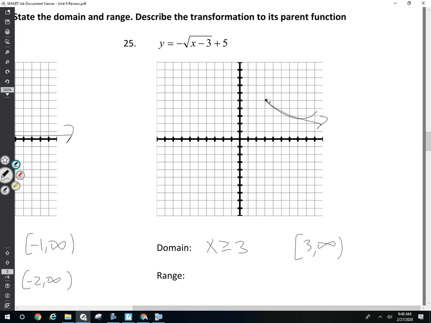But my range is not all the values bigger than 5, it's all the values less than 5. All of my graph points have y values less than or equal to 5. So I flipped my y's because of this negative. Now I have to go from negative infinity to 5.